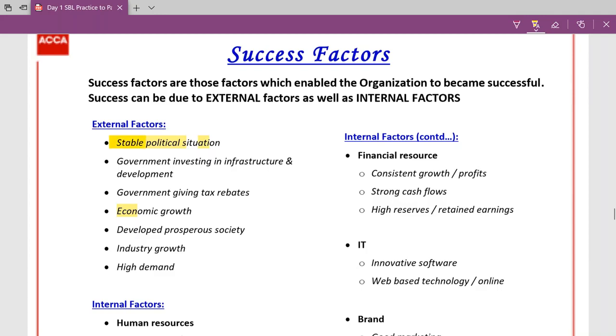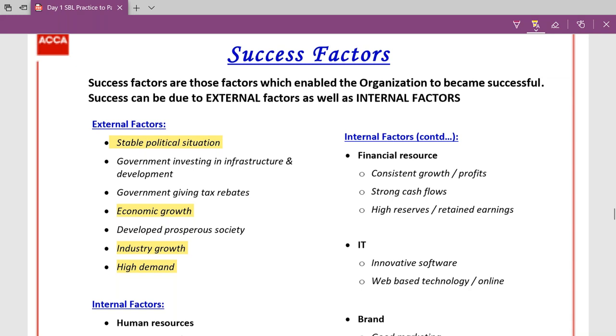So you see, stable political situation is very important. Economic growth, if the economy of that country is growing, really contributes to the growth in the revenue of the business. Industry growth is something very important, that the industry in which you are operating, if that's in a growth stage, that's in high demand, obviously your revenues will grow. So all these are external factors which positively affect the business.